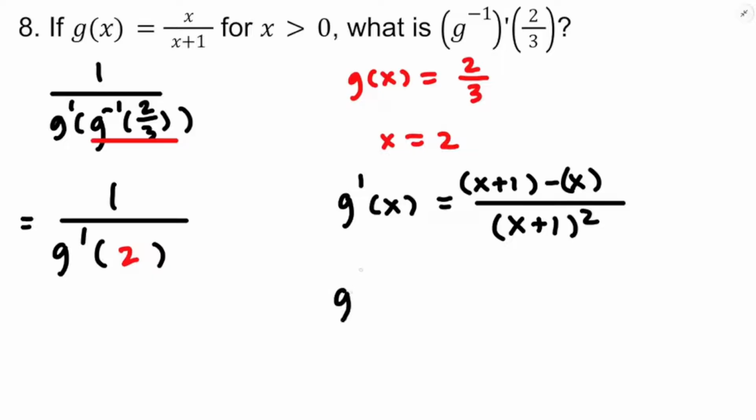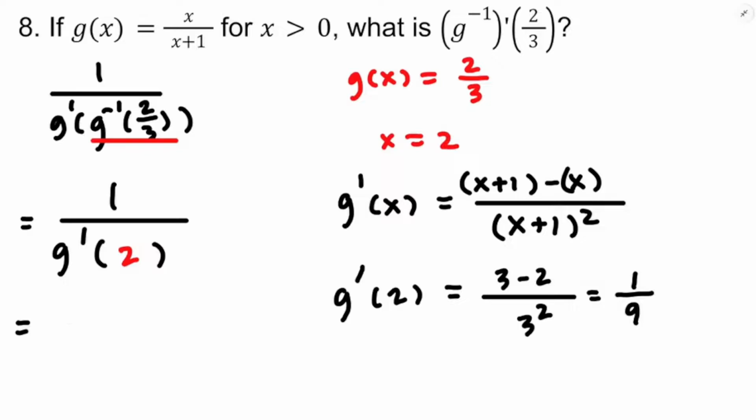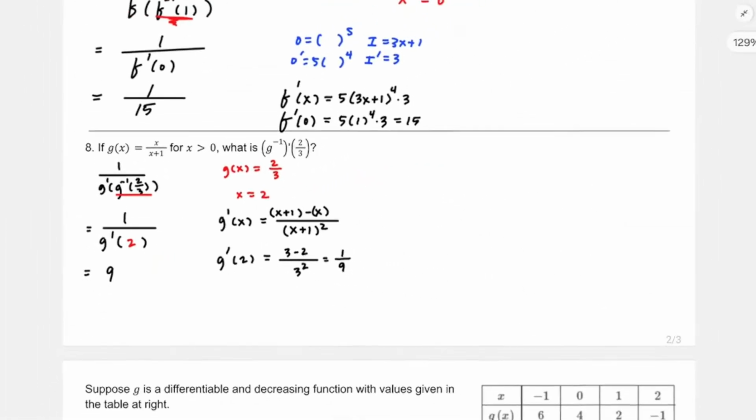And I think I'd trust myself with this arithmetic. g prime of 2 is going to be 3 minus 2 over 3 squared. So that would be 1 over 9. Yeah, I do remember thinking about this one. 1 over a ninth is going to equal 9. So I liked that problem for all sorts of reasons.